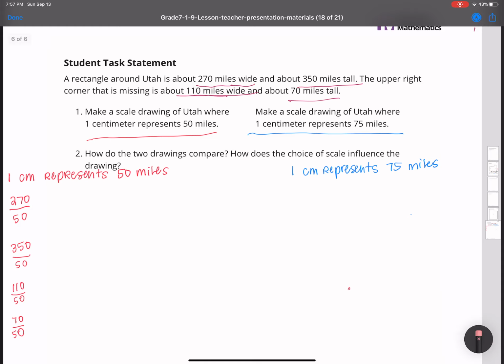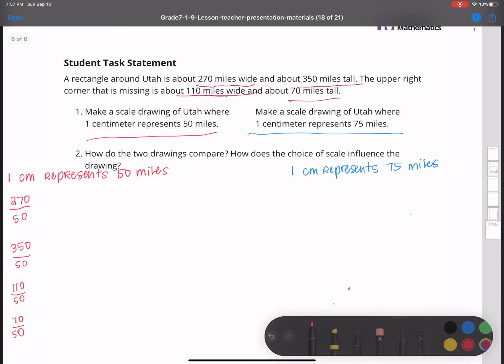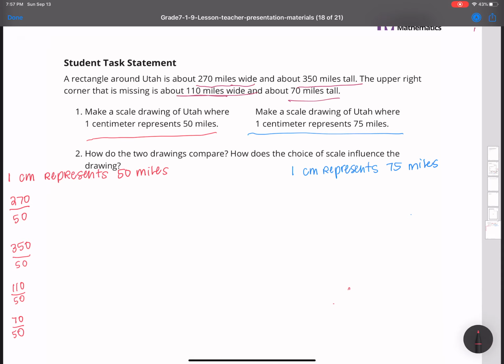I'm not sure if your math teacher taught you this, but if you see a 0 in the numerator and the denominator at the end of the number, that can be scratched out. That's like us dividing by 10. So I can scratch out all the zeros. That was just a quick way for me to simplify it. And now it is 27 divided by 5, 35 divided by 5, 11 divided by 5, and 7 divided by 5.